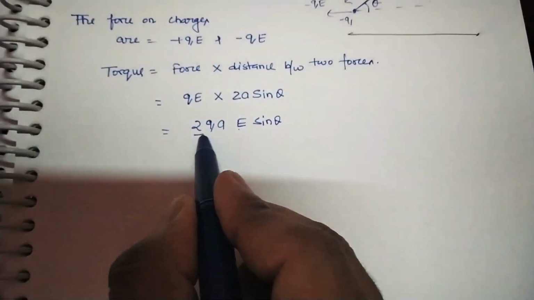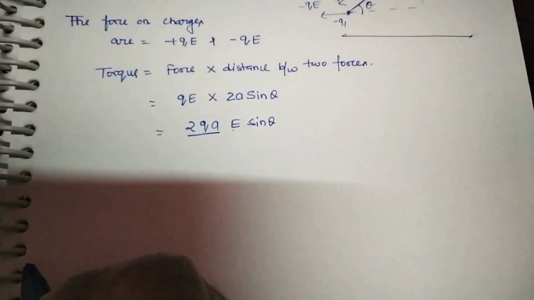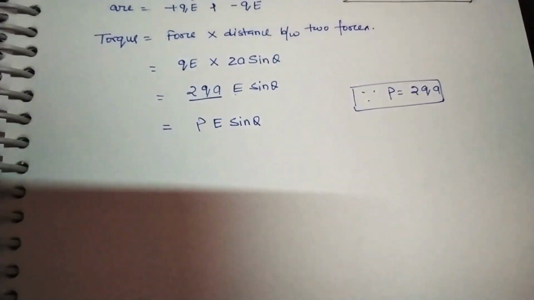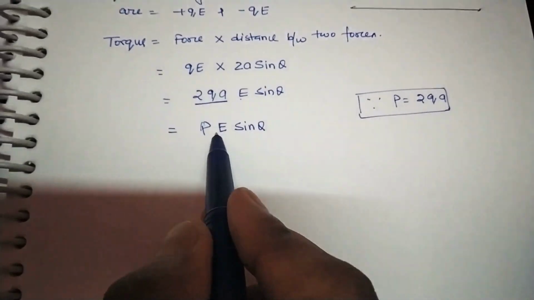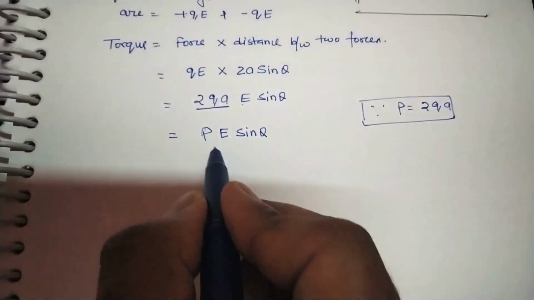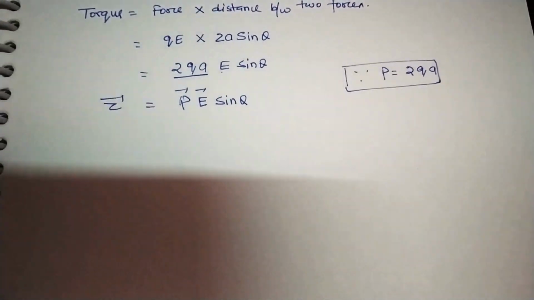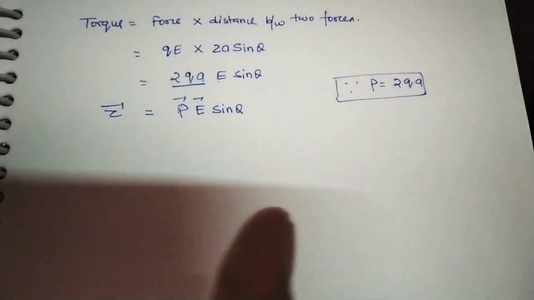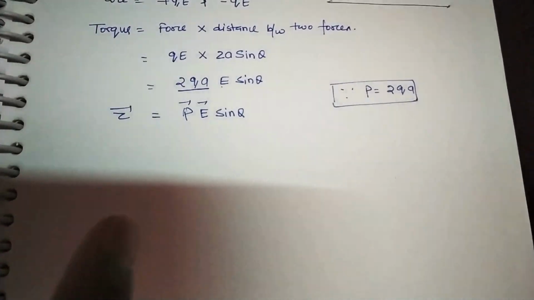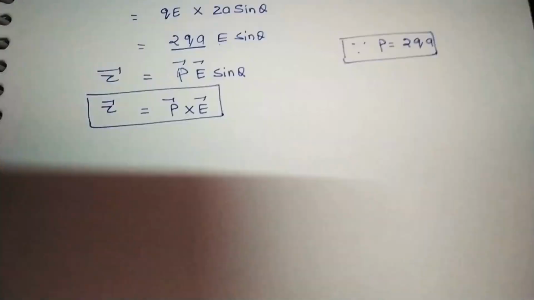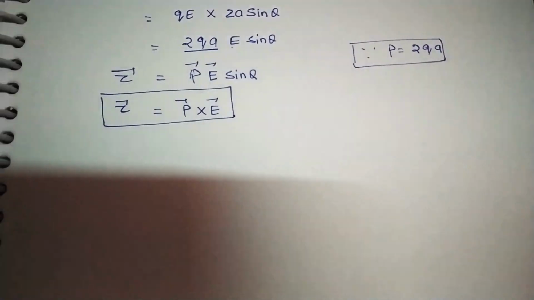But here 2qa is called the dipole moment. From the definition of dipole moment, we can write 2qa equal to p, that is the dipole moment, and E sin theta. Here you see p is a vector quantity, E is a vector quantity, and torque is also a vector quantity. So definitely it is a cross product, or vector product. So we can write it in vector product form like this. This way also we can write it in the vector product form.